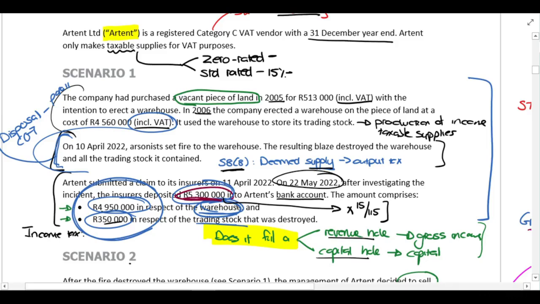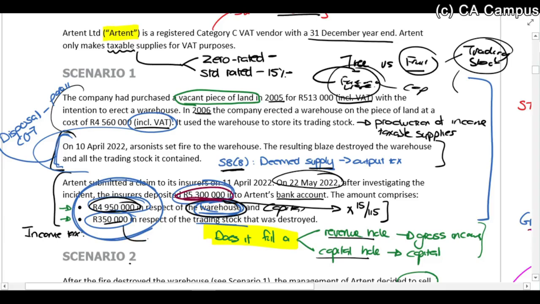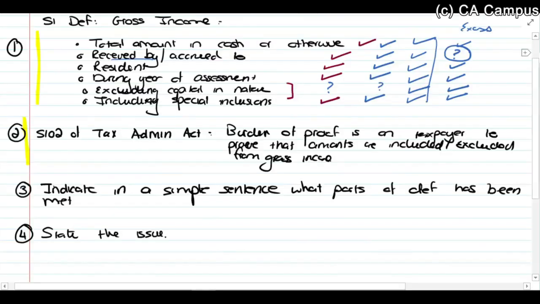Now, the warehouse, we're not in the business of buying and selling warehouses. That's not our business. The warehouse was used to hold the stock. If you think about the tree versus fruit case, the tree produces the fruit. The fruit is our trading stock, and the tree is everything that is used in the creation of that trading stock. So our factory and our warehouse and our machinery, all of those things. So the warehouse is the tree, which is capital in nature, and the trading stock is the fruit, which is revenue in nature. So the 4.95 million for the warehouse will be capital, and the 350,000 will be gross income.